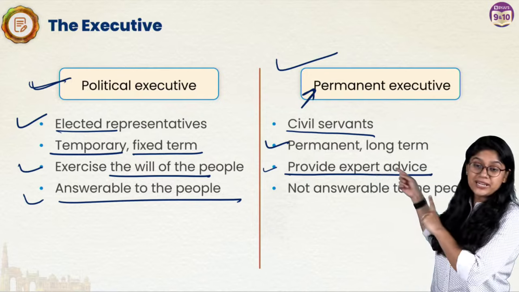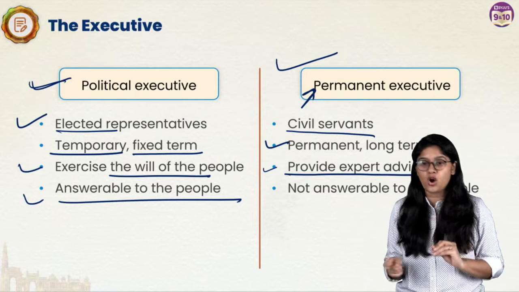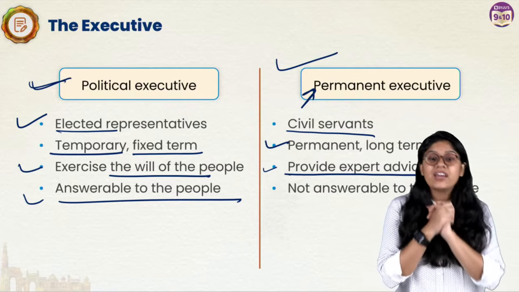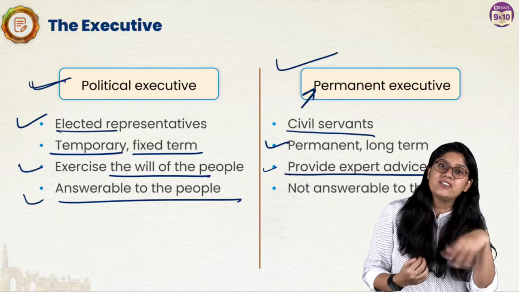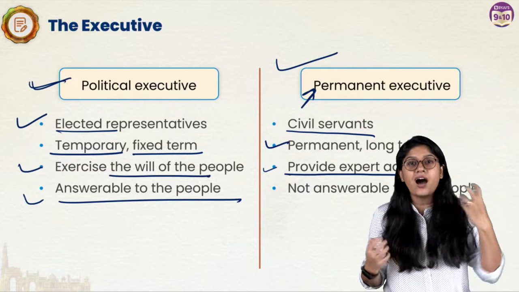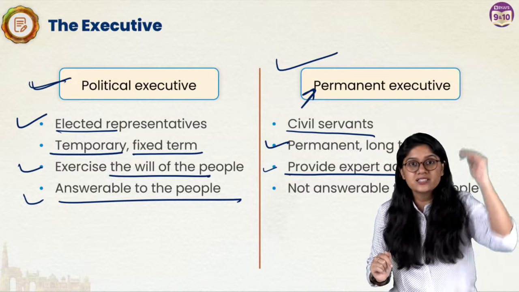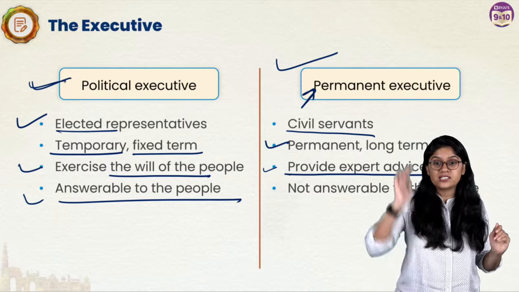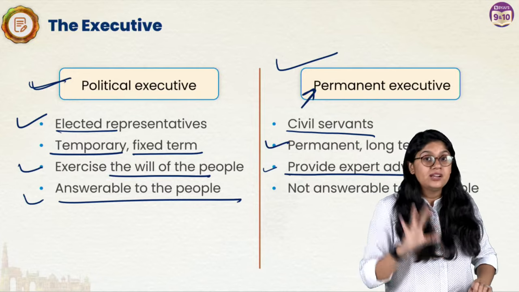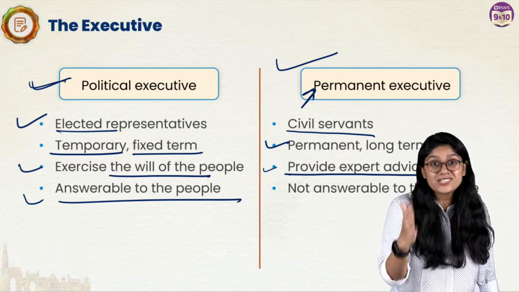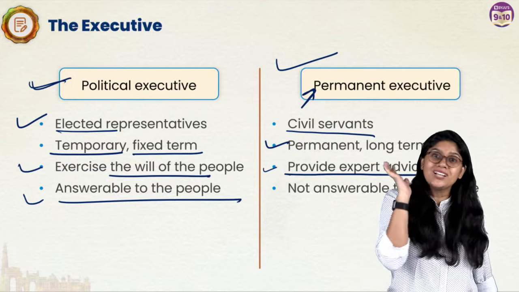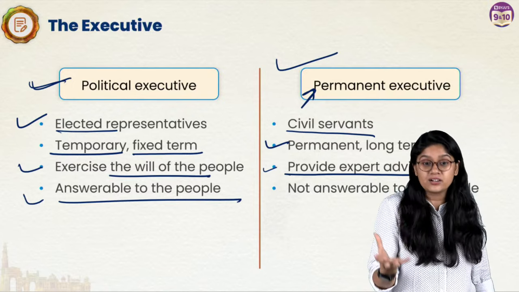Whereas the permanent executive are the ones who are doing their job, who are very, very hardworking, very well educated. They are the experts. So they will be telling the ministers, see, this we have. This is the condition, we can have this policy. Now the final call, of course, is always on the minister. They will think about it, then they will take a call.